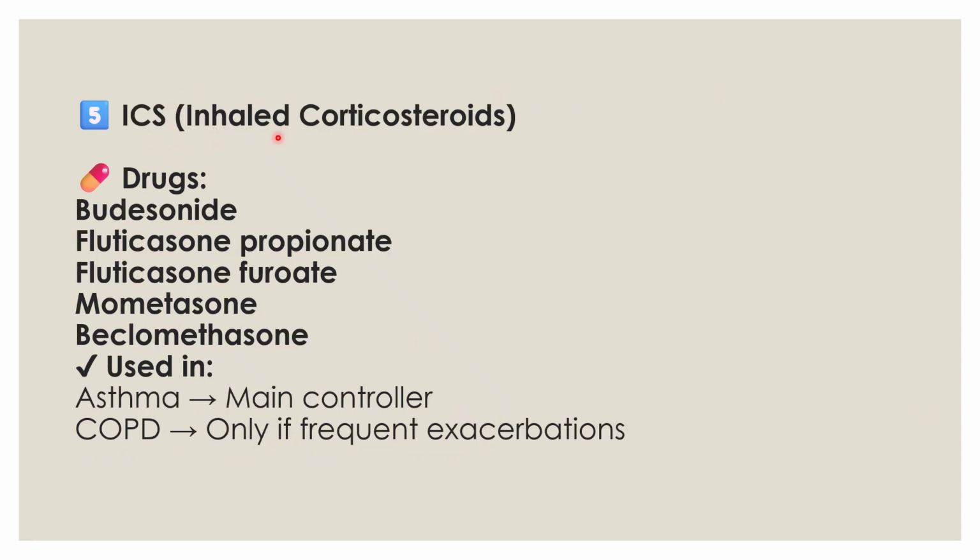After that, ICS. ICS is inhaled corticosteroids. Drugs under ICS are budesonide, fluticasone propionate, fluticasone furoate, mometasone, beclomethasone. They are used as a main controller in asthma, and in COPD only if frequent exacerbation is there. So ICS and LABA are used together for asthma.